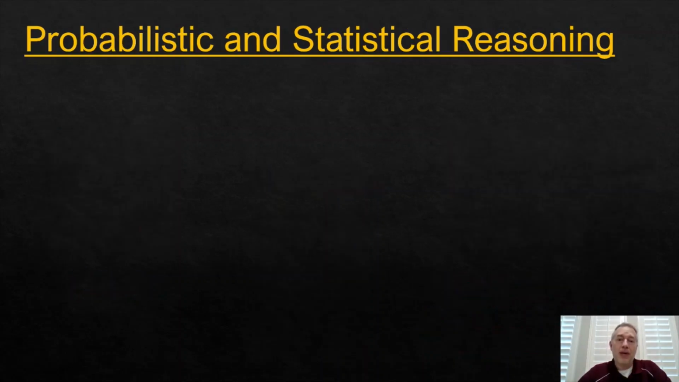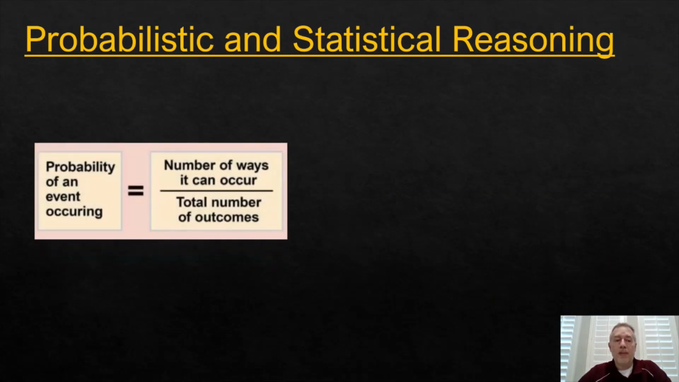The last category you might see is probabilistic and statistical reasoning. Probability of an event occurring, y'all, this means the number of ways that event can occur over the total number of outcomes. A very simple example of that is flipping a coin. A coin has 2 sides. What is the probability that when you flip a coin, it lands on heads? Well, there's only one side that's a head, if it's a legal coin, and there's 2 total outcomes. So the probability of flipping a coin and it landing on heads is 1 out of 2.